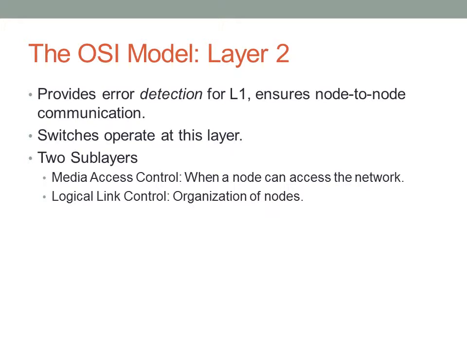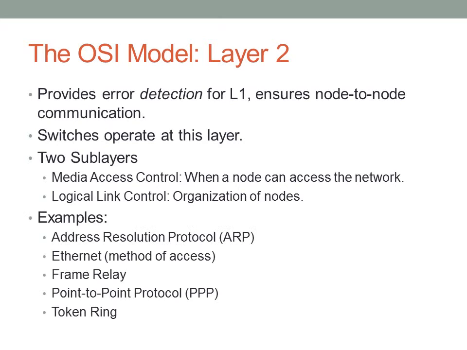The first one is the media access control layer, which basically specifies how a node can access the network and when it accesses the network. So we'll talk about this more when we talk about collisions. The second one is the logical link control layer, which controls how nodes are organized and how nodes are addressed. So MAC addressing would be an example of this.